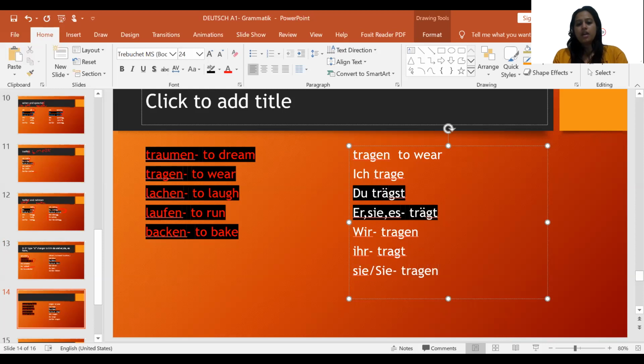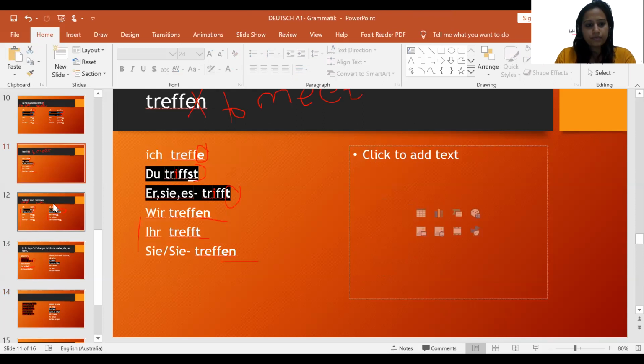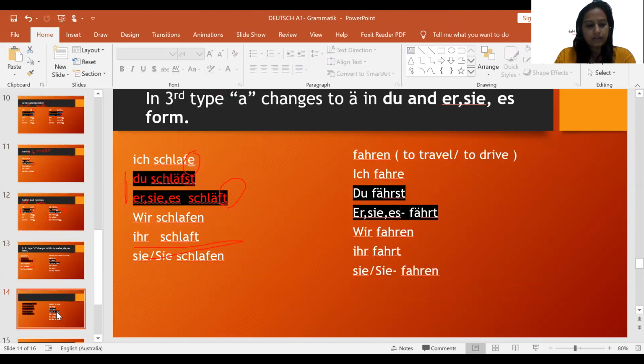Basically, there are just limited verbs which fall under this category. Additionally, these are also verbs which will be conjugated exactly like this, meaning the change will only be in the du and er/sie/es form: träumen, tragen, lachen, laufen, backen. Okay, so träumen, tragen, lachen, laufen, and backen, and also schlafen, which I already covered.